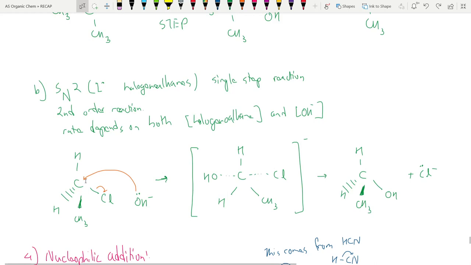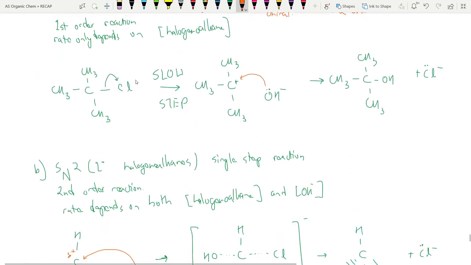In SN2, why is it called SN2? The 2 refers to the number of molecules that the rate depends on. 1 degree halogenoalkanes undergo SN2. So the rate depends on both the concentration of the halogenoalkane as well as the hydroxide anion, so both things occur simultaneously. The hydroxide will attack. I've actually missed the dipole here. This is del plus and this is del minus. I missed it here as well. This is del minus and this is del plus.